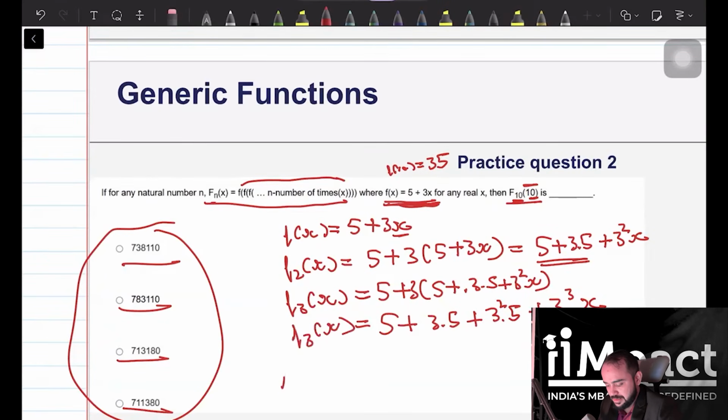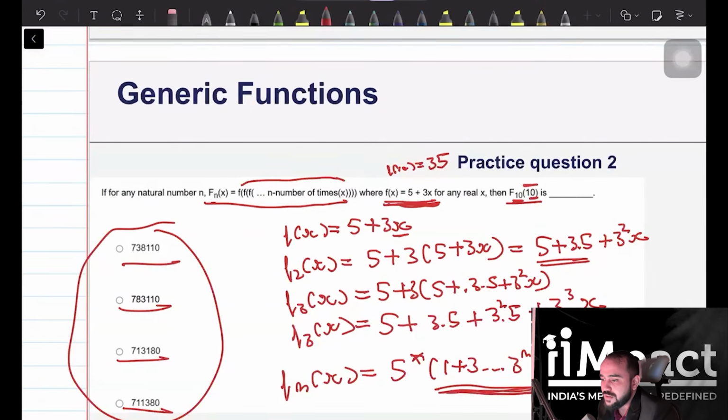Is f of nx equal to 5 into (1 plus 3 till 3 to the power n minus 1) plus 3 to the power n x? Is this something that I know the value for? It will be n minus 1 and not n. The simplest way to check is just to put n equal to 1, which is given to you. When you put n equal to 1, you should have 5 into 3 to the power 1 minus 1, plus 3 to the power 1 x, which is 3x. So you have guessed your function.